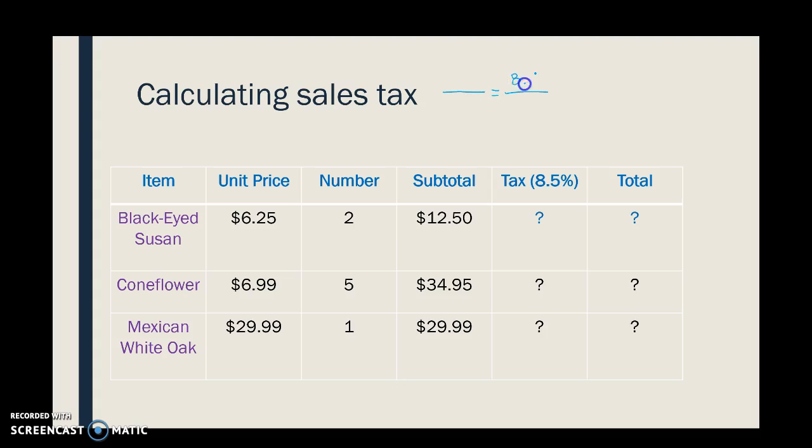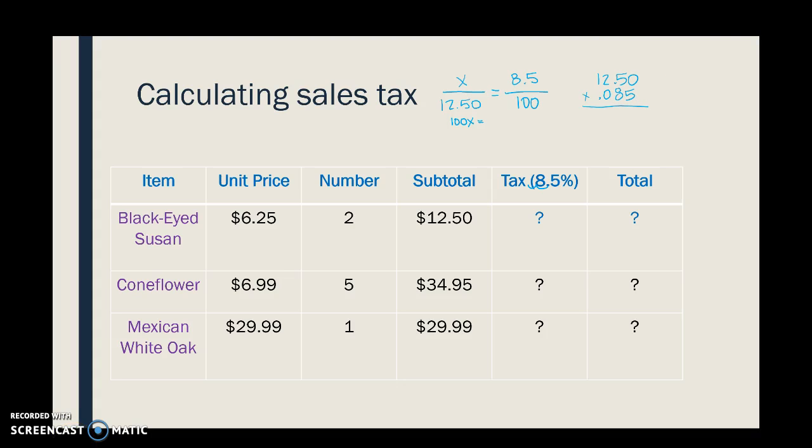So 8.5% over 100. And what is that of $12.50? Another option is to take my subtotal, so $12.50, and multiply by tax as a decimal. So if I'm moving it to the left two places, it would be, let's see, 0.085. And I can multiply that. It doesn't matter which is on the top or the bottom. This has fewer decimal places, so I put this on the bottom this time.